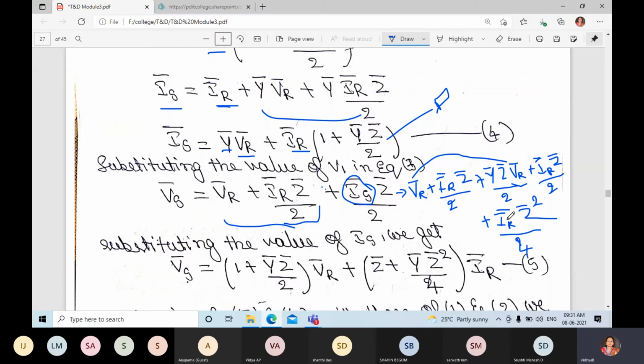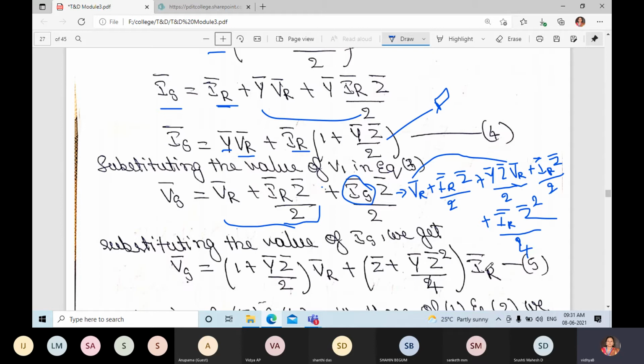So IR vector, Z vector square. Here also Z, here also Z. When you multiply, Z square, 2 into 2, 4. Here IR Z by 2, IR Z by 2 will become IR into Z. The 2 gets cancelled because 2 times IR into Z by 2, so the 2 gets cancelled. You are left with only IR into Z.